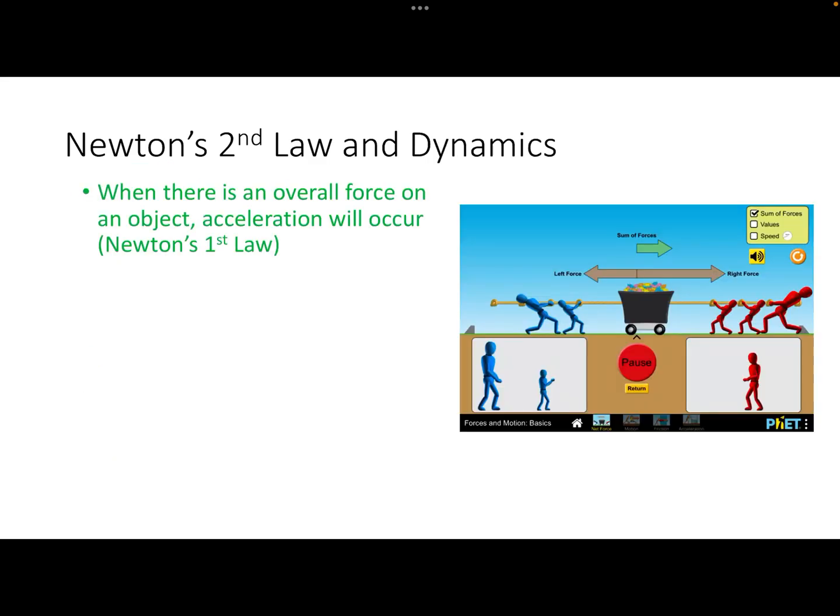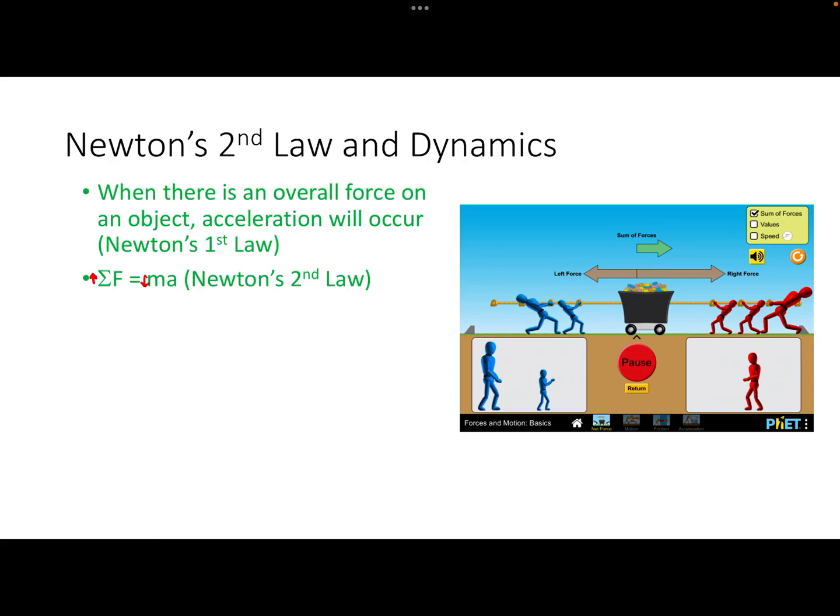When there is acceleration, and you saw a little bit of this when you were using the simulation a couple weeks ago, but when there is an overall force, Newton's first law says that we're going to have acceleration. The magnitude of that acceleration is going to be proportional to the overall force on the object, the sum of the forces, and it'll be inversely proportional to the mass of the object. So more massive objects will accelerate less for any given overall force, and objects will accelerate more rapidly if you increase the overall force acting on them.